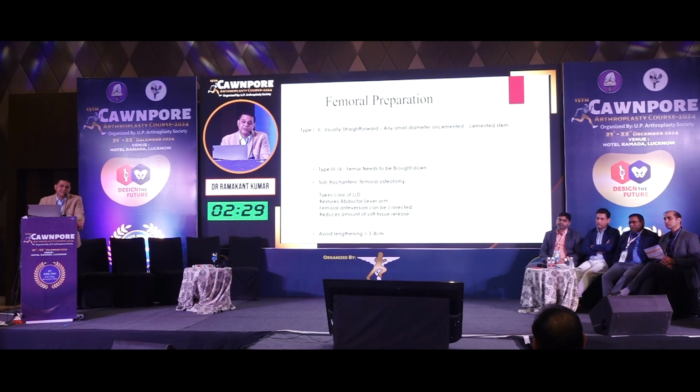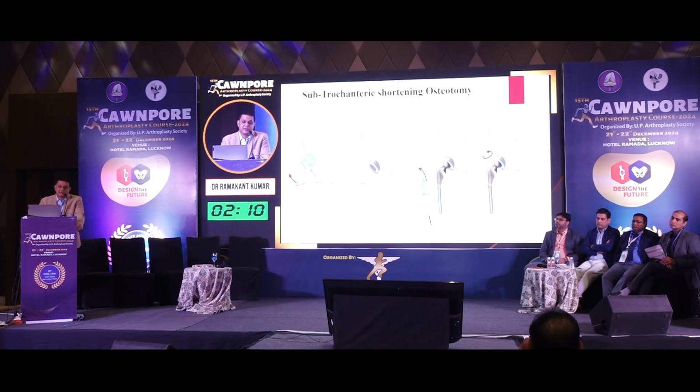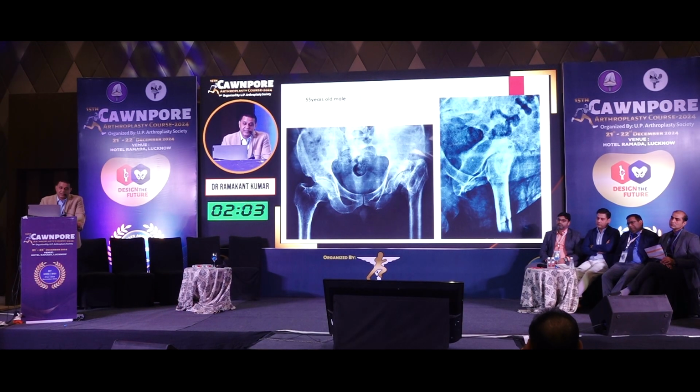Femoral preparation is usually straightforward in type 1 and type 2, while in type 3 and type 4, you have to bring the femur down. For that, we need to do a subtrochanteric femoral osteotomy. That takes care of limb length discrepancy, and it reduces the amount of soft tissue releases. But it's better to avoid limb lengthening of more than 3 to 4 centimeters. So these are the steps. We do subtrochanteric osteotomy. Now a few example cases, like a 55-year-old male with grade 1 dysplasia.